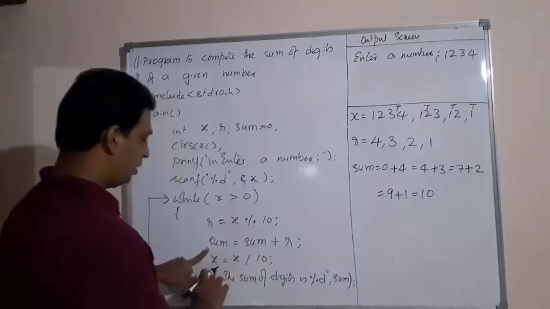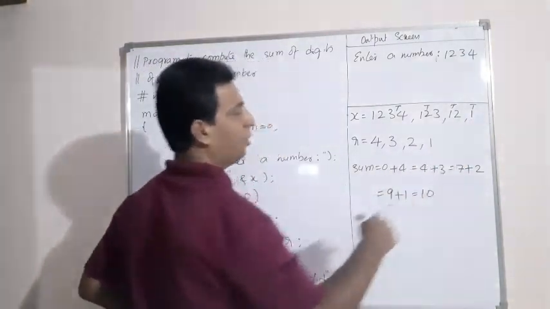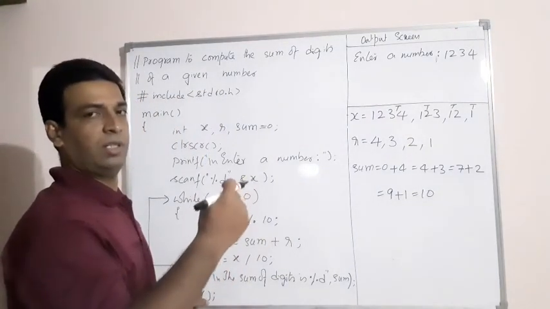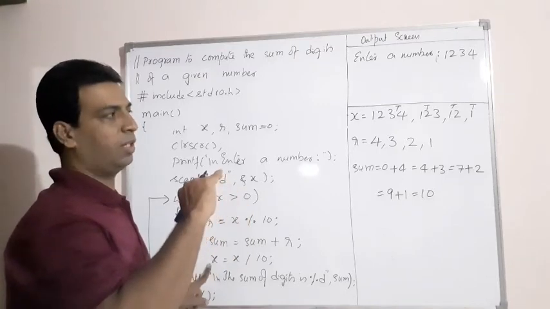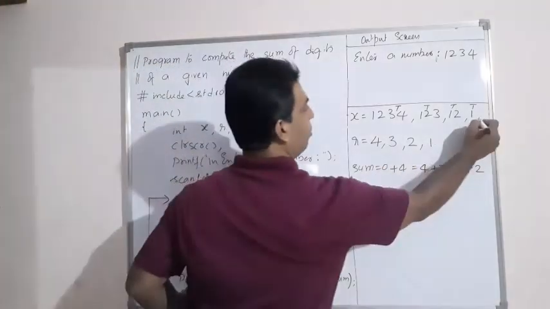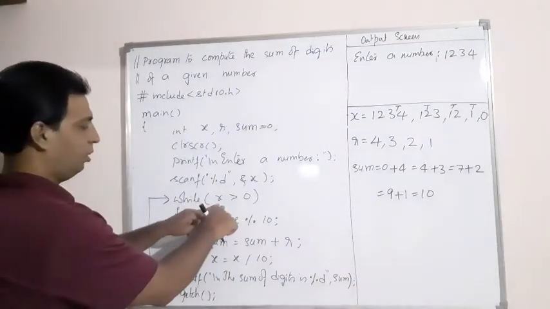Then after this, x is equal to x by 10. So current value of x is 1. When you divide this 1 by 10, you cannot divide it because it's an integer. So division is not possible. So it will give quotient as 0. So 1 divided by 10 gives you quotient as 0, that is stored in x. Right? After this, go back to the condition, loop back to condition.